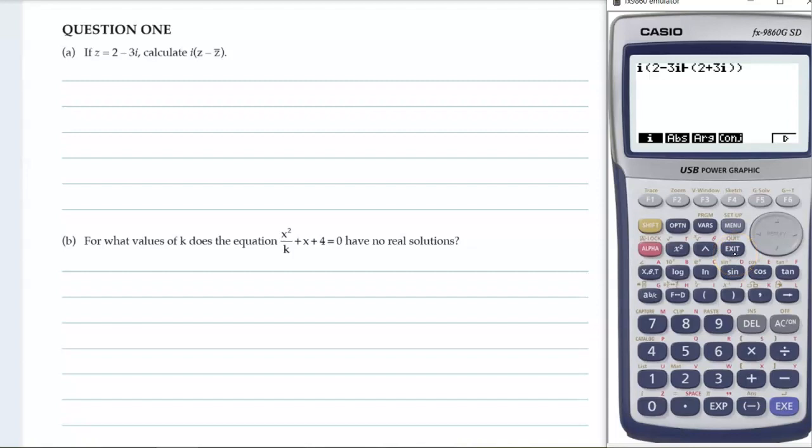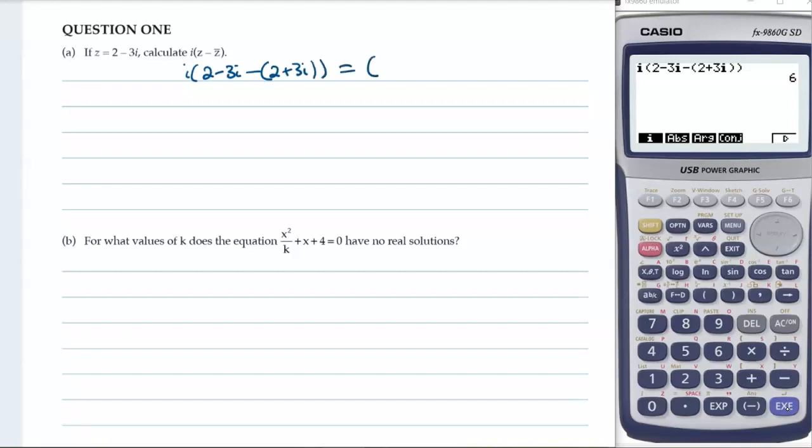We've got an issue. I did the wrong kind of subtraction there. There we go. So this gets us the answer of 6. I'll write the whole thing in of what we did there. Minus 2 plus 3i equals 6.